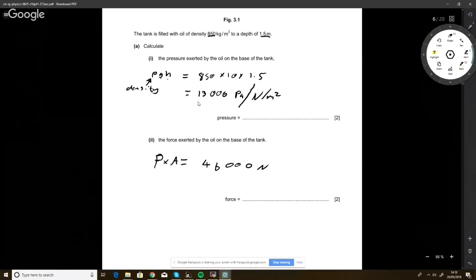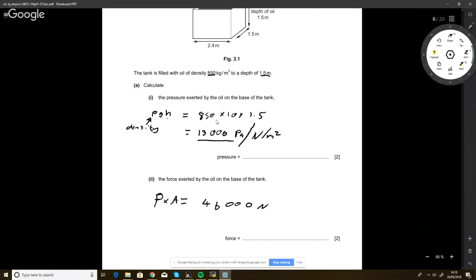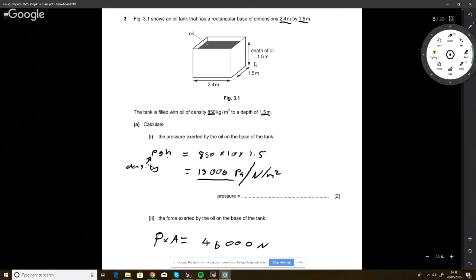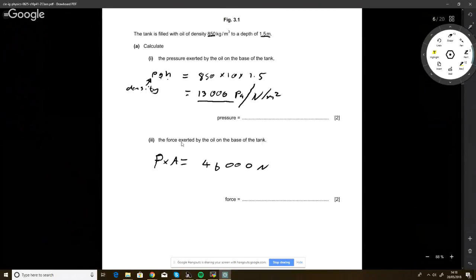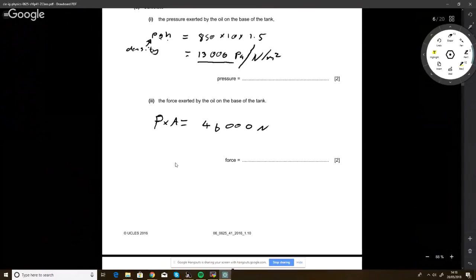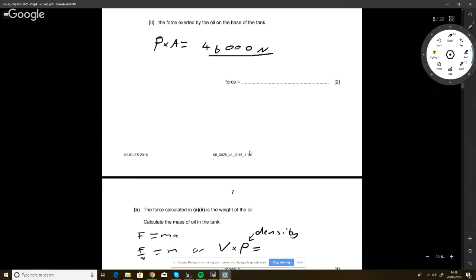And that is just quite simply calculated as 850, that's the density, multiplied by the gravitational constant, which we can assume is 10, multiplied by the height, which is 1.5 meters. Boom. Now it asks you to calculate the force exerted by the oil on the base of the tank. So it's just the pressure times the area of the base. That's the answer there.